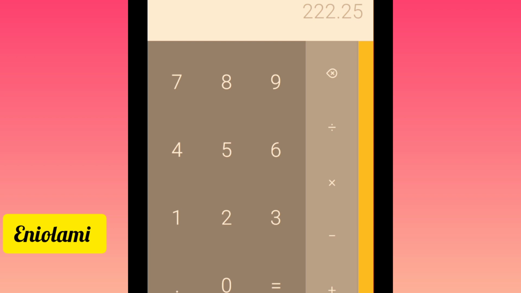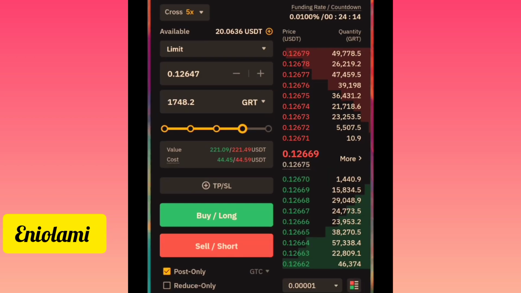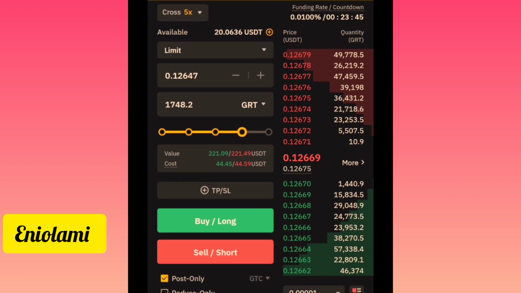Can you see that? So it means that my margin will be multiplied by 5 for me to enter that trade, which means I'm entering this trade with $222 total value. But I will need a margin of 44, which is even higher than my total capital. So it's possible for you to use a higher leverage and a lower margin, depending on which pair you are trading.